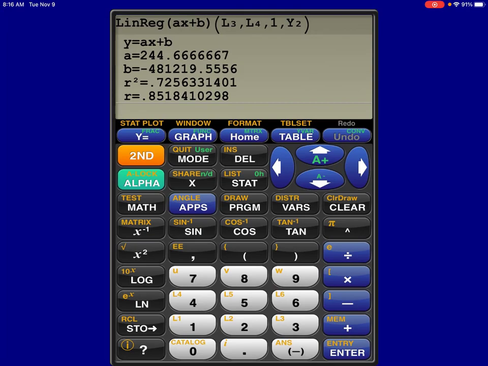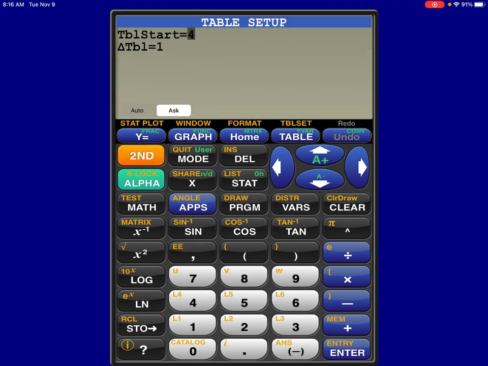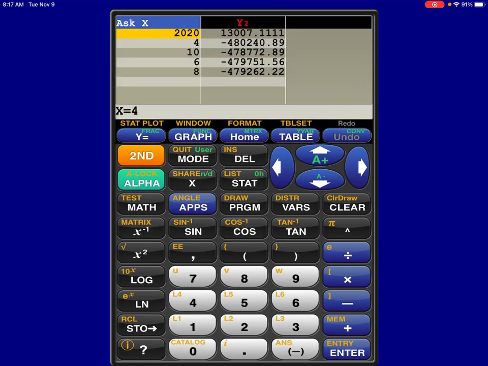Again, so I'm going to go y. I'm going to clear out this one. So now I'm going to go to second. I already set up table set to make sure it's on ask. So just press table and then type in the year you want.